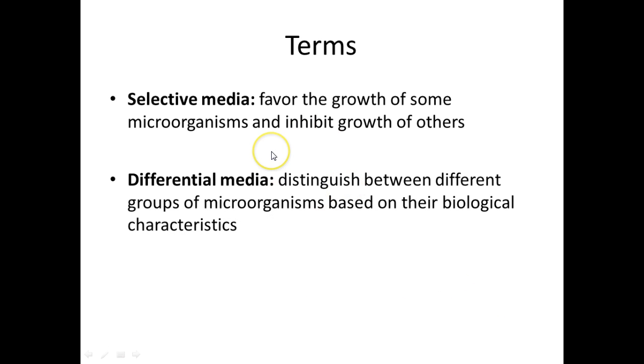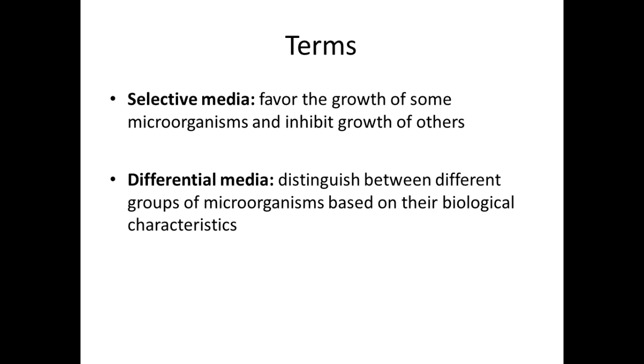So selective medias are all going to favor the growth of some organisms and inhibit the growth of others. Since each of you has a unique organism, depending on the selective ability of these plates, your organism may not have grown because it was inhibited by the selective agents in this media. If yours was selected for, it grew, and it was not inhibited by the selective agents. In addition, if it does grow, we can differentiate between different characteristics.